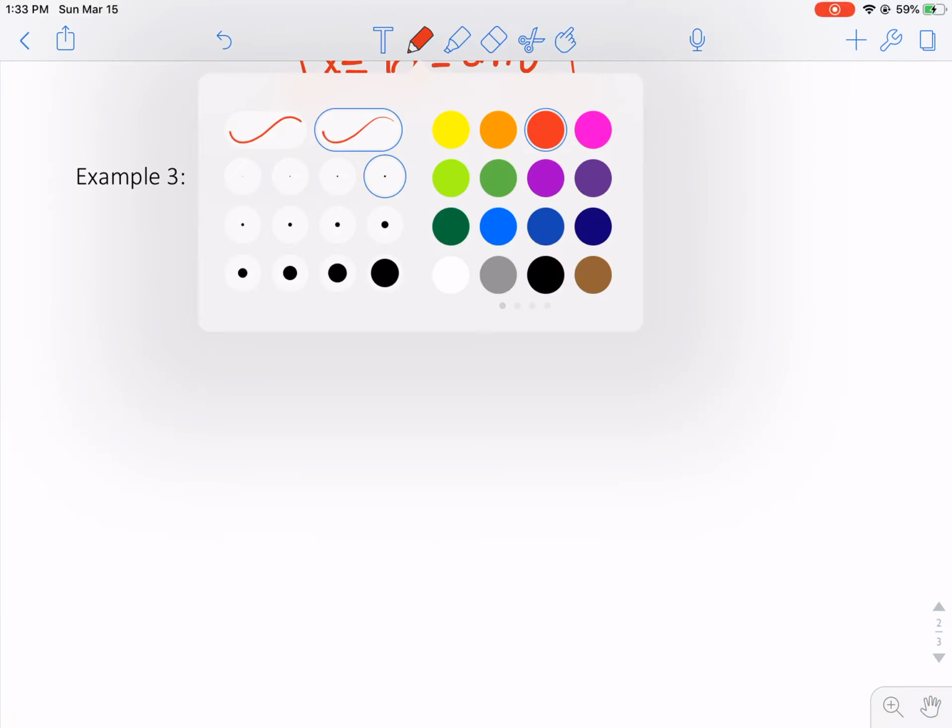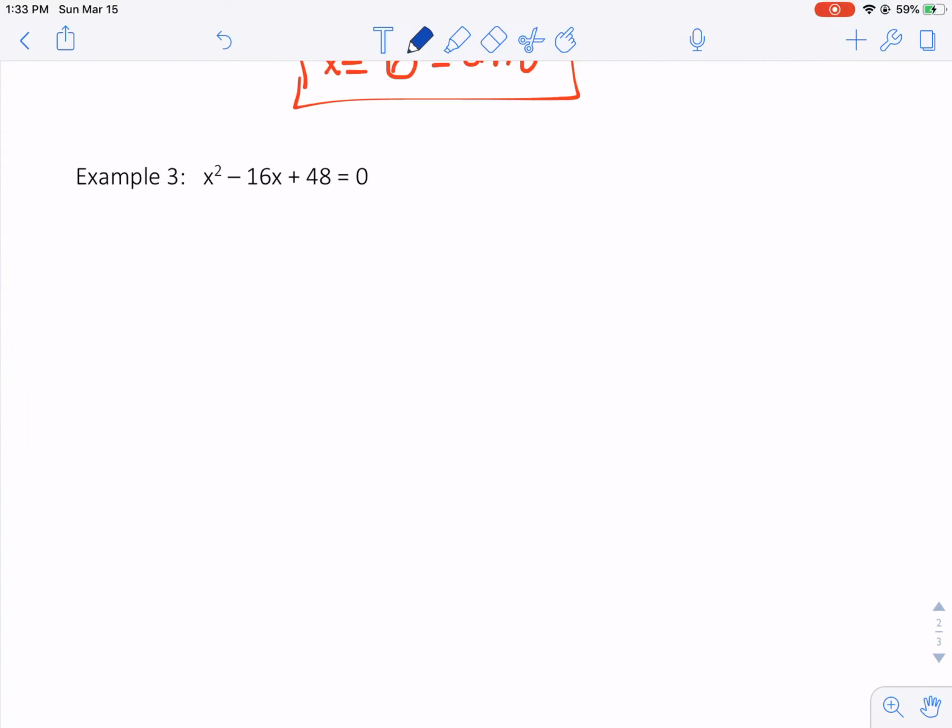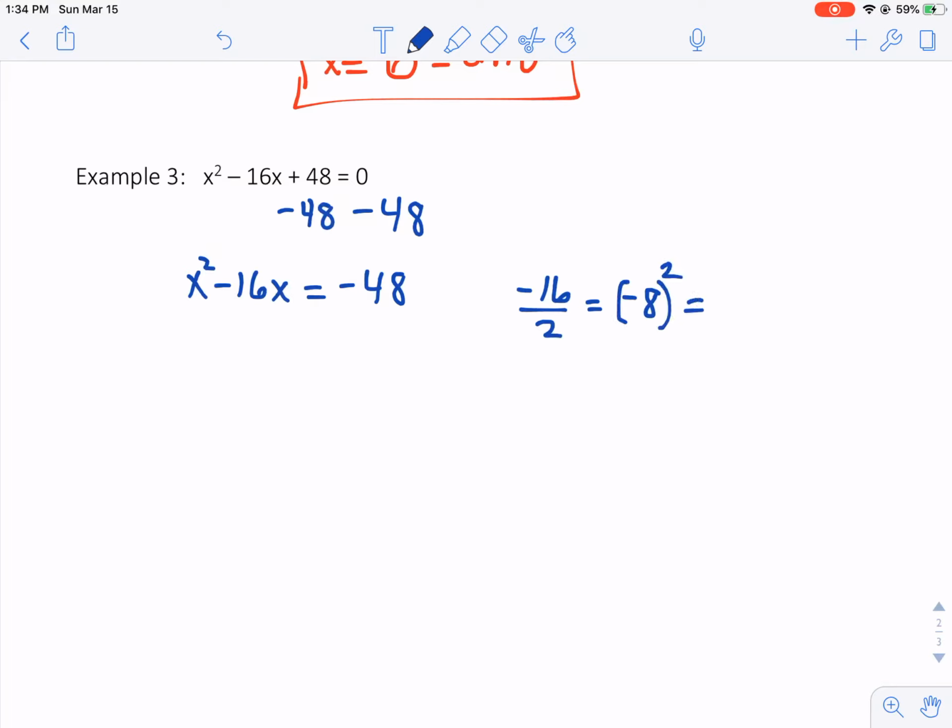All right, here we go, example 3. There is nothing touching my x squared, so I do not need to divide. First step, move the constant to the other side. So x squared minus 16x equals negative 48. Next step is to take half the b and square it. So you take the negative 16, divide it by 2, which is negative 8. Wrap it in parentheses and square it. Negative 8 times negative 8 is 64. Take that 64, add it to both sides.